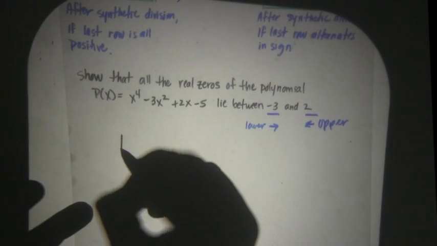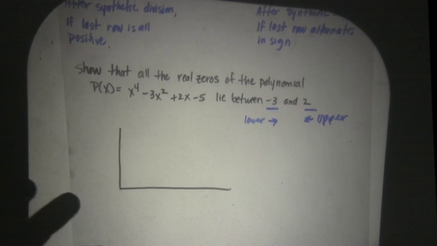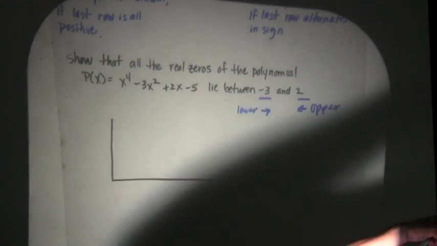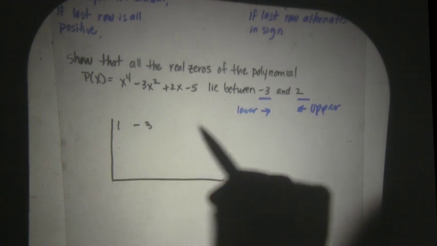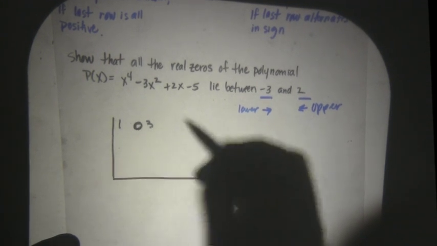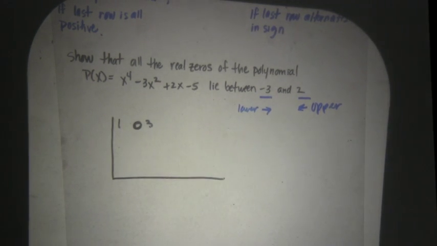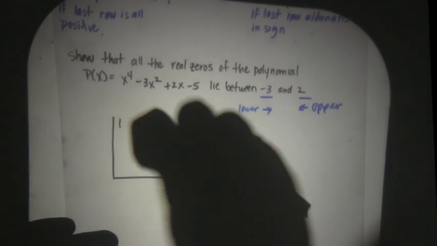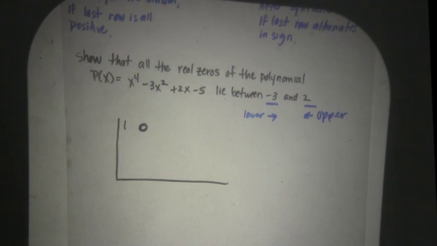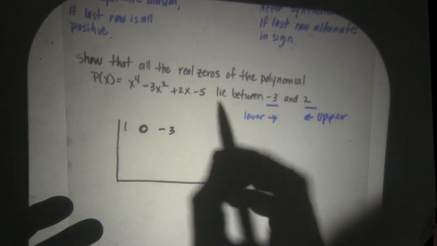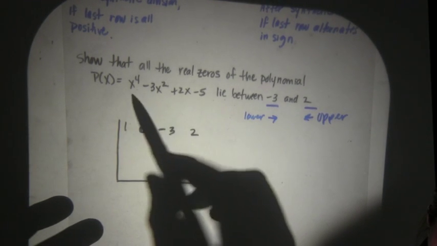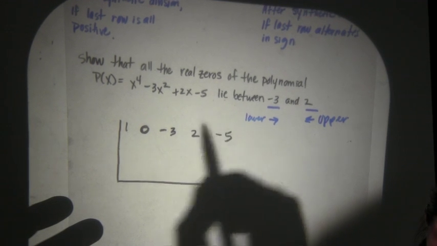So I will make my elongated L that we learned in the last section, and I will put all my coefficients. 1, I need a 0 in here, sorry about that, we need a big 0 here. And the reason why we need a 0 is because we are missing a cubic term, and when we're missing terms, we put a placeholder. So we have x to the 4th, no x cubed, -3x squared, 2x, so 4, 3, 2, 1, none.